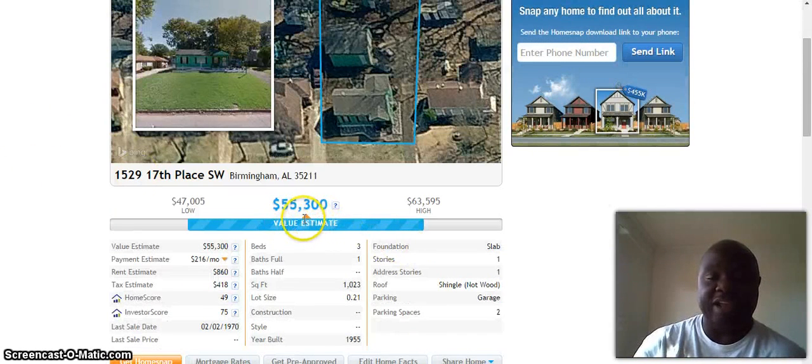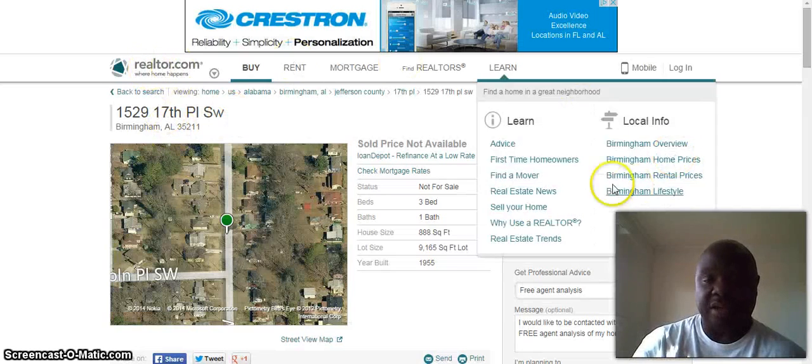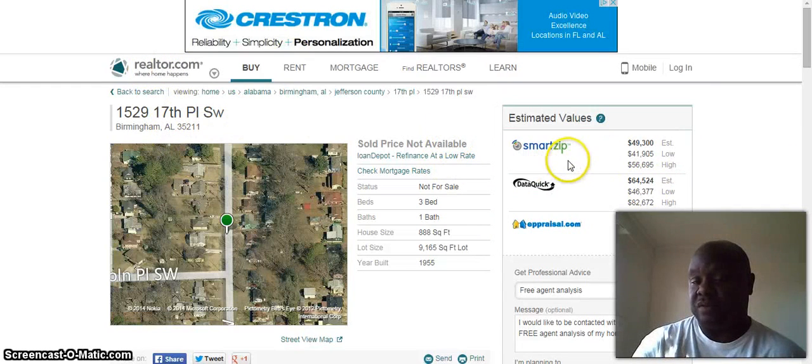The next site is Homesnap.com. They have a value estimate of 55,000, but the number I really want to use is 63,595. The third site is homes.com, which has 65.8. And the fourth site is realtor.com, which gives estimates from Smart Zip, Data Quick, and eAppraisal. I'm going to go with the highest one that's not out of whack, which is 66.